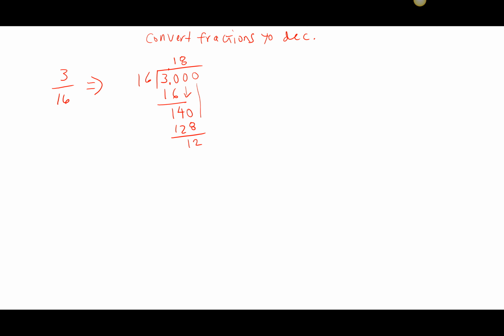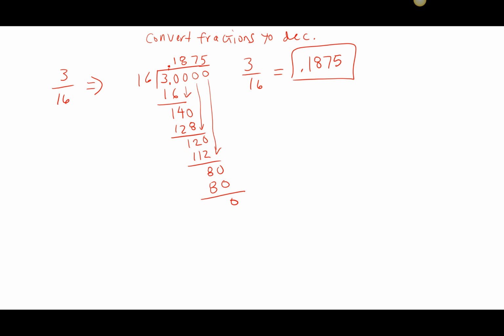We're going to bring another 0 down to here. So now it's 120. So that's going to be, again, 7 times. And that's going to be 112. So we're going to have 8 left. We're going to bring another 0 down. And that's going to be 80. 16 will go into 80 5 times. And that's going to be 80. So once we get to 0, we don't have to do it anymore. So our answer, 3/16, is going to equal 0.1875. And that's how you do that.